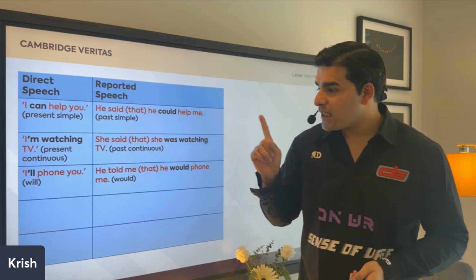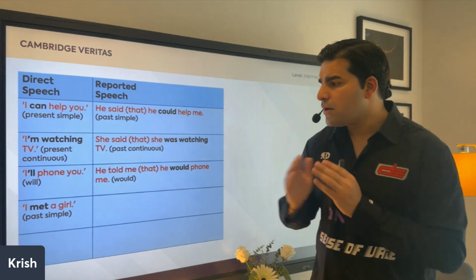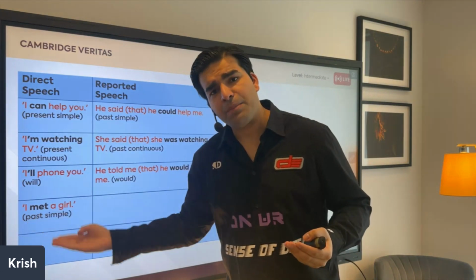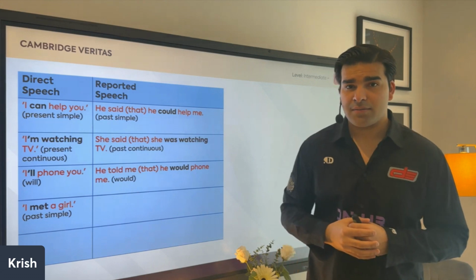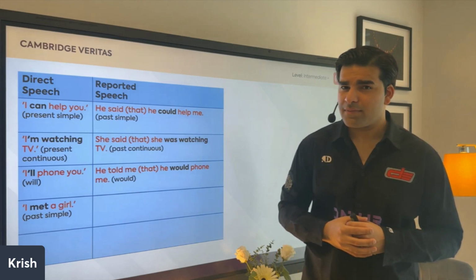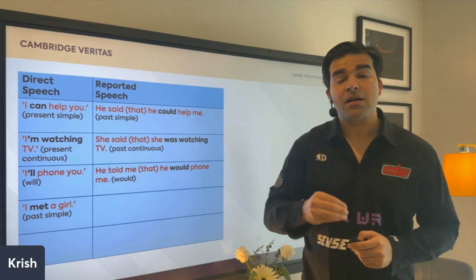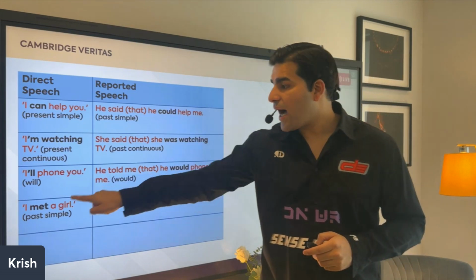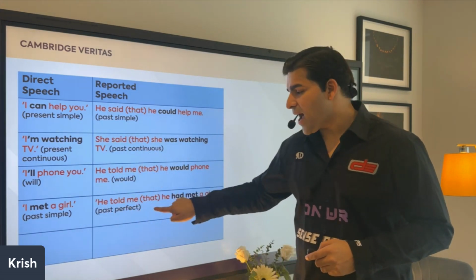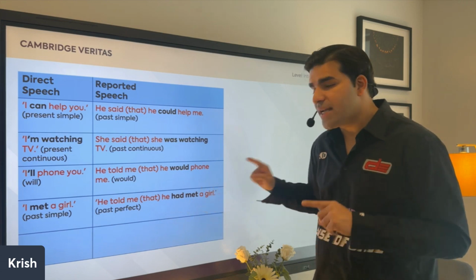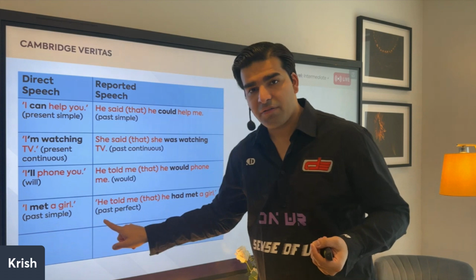The second last sentence is now, this is tricky. What if it is already in past tense? Then what do you do with it? It is already in past. What do you do? It's very simple. Just add had with it. Make it past perfect. I met a girl changes to he told me that he had met a girl. So a past tense becomes past perfect.